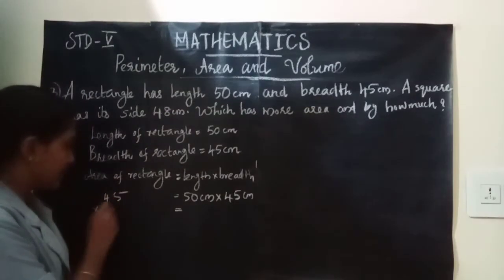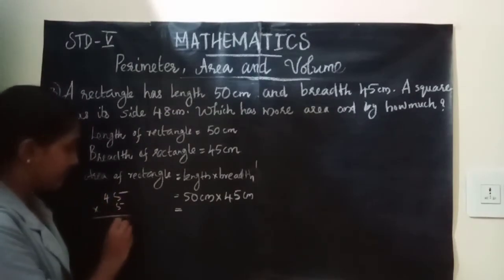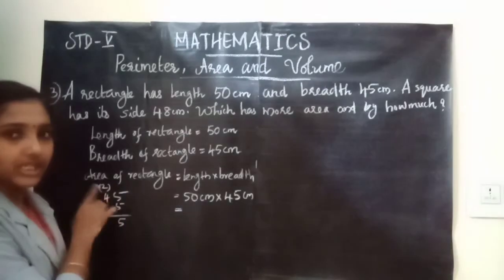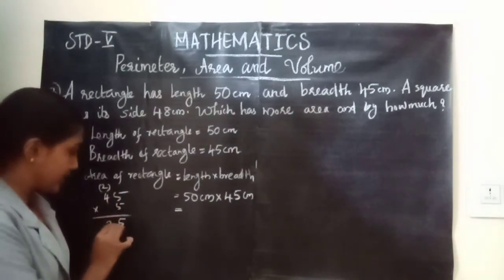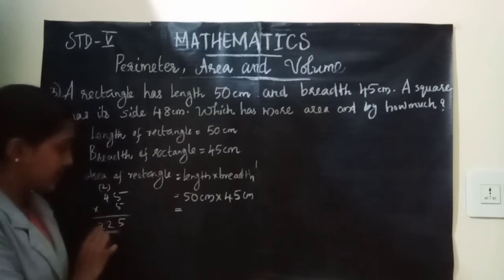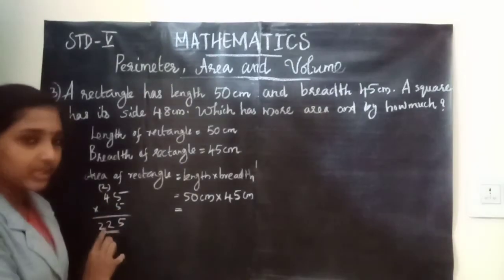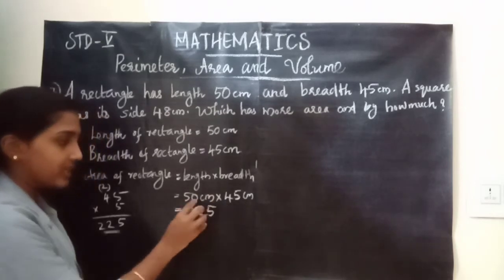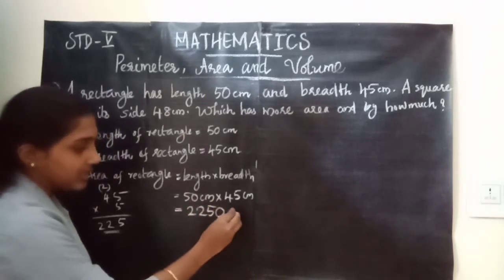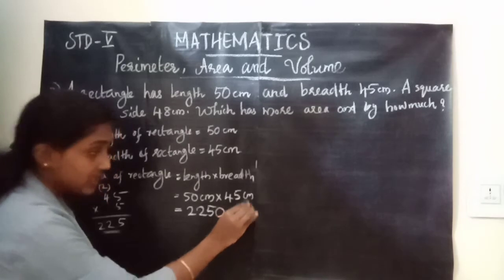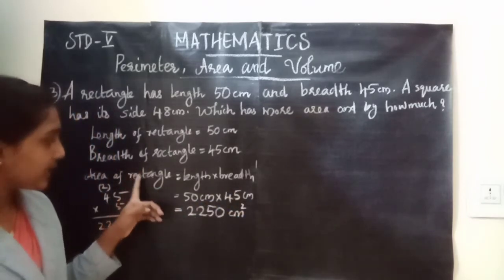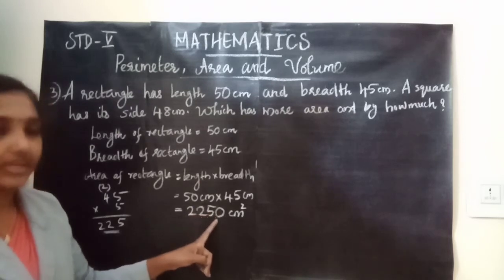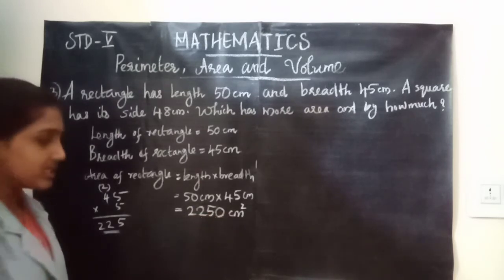45 into 5. 5 into 5 is 25. 2 is carried. 5 into 4 is 20. 20 plus 2 we get 22. It's 2250. 45 into 5 will get 225 and the 0 is here. That means centimeter square is here. So the area of the rectangle is equal to 2250 centimeter square.